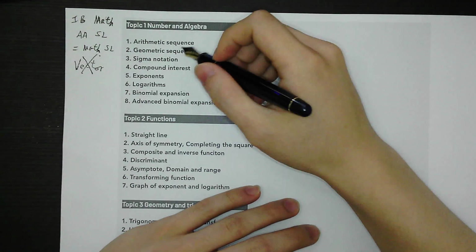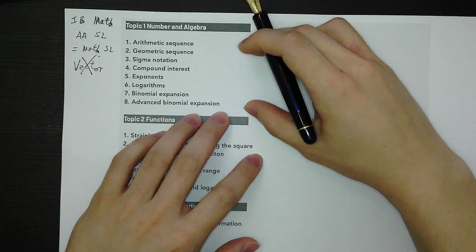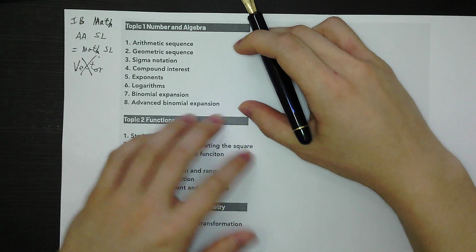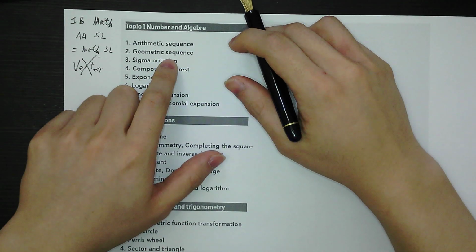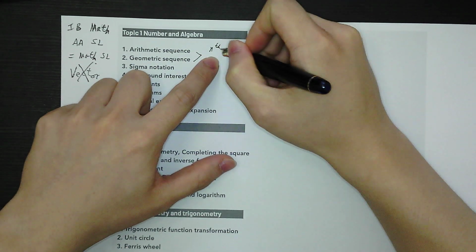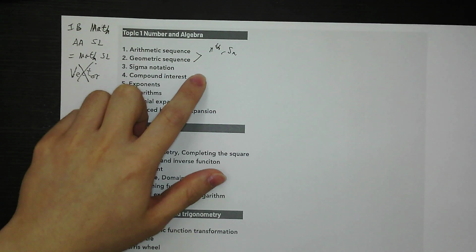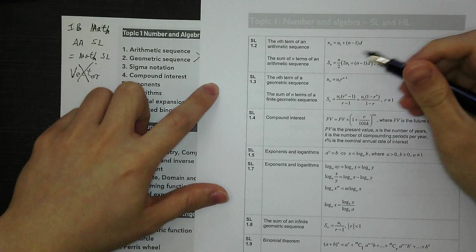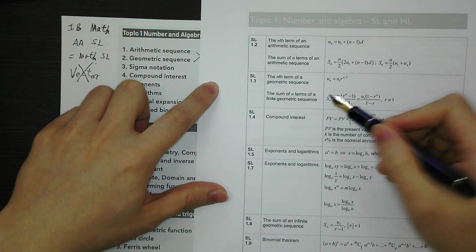So topic 1 is number and algebra, and in our center we have a total of 8 notes for this topic. The first 2 are for arithmetic and geometric sequences. These 2 notes cover the concept of finding the nth term or the sum of the first n terms of each sequence. And the formula is also given on the formula booklet here. So you see un and sn for both arithmetic and geometric sequences.